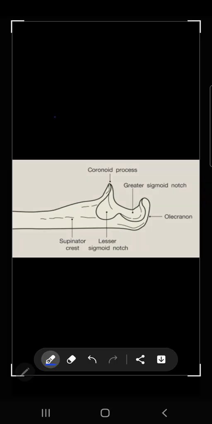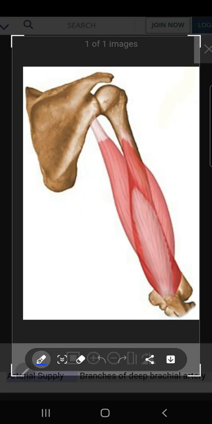Regarding anatomy, the bone anatomy here, the olecranon with coronoid making the greater sigmoid notch. شنو أهمية النوتش هذا؟ Two functions. Number one is movement, flexion and extension of the elbow. Second function is stability of the elbow joint.